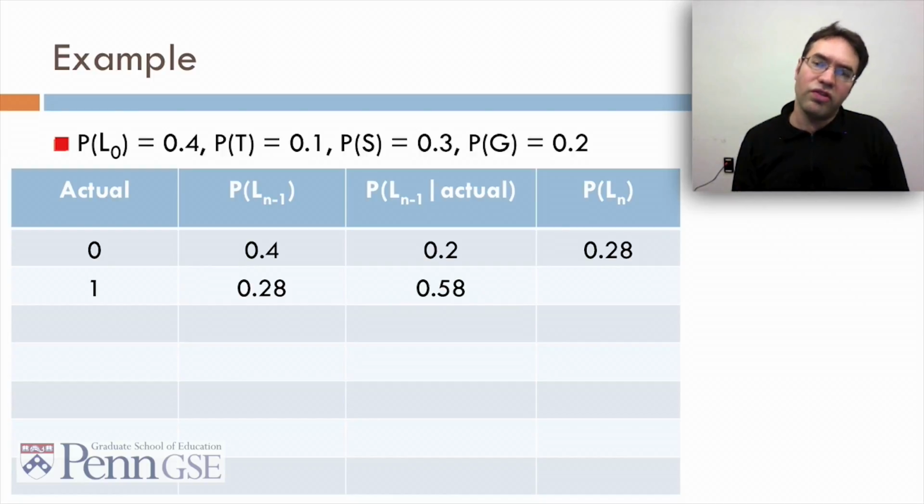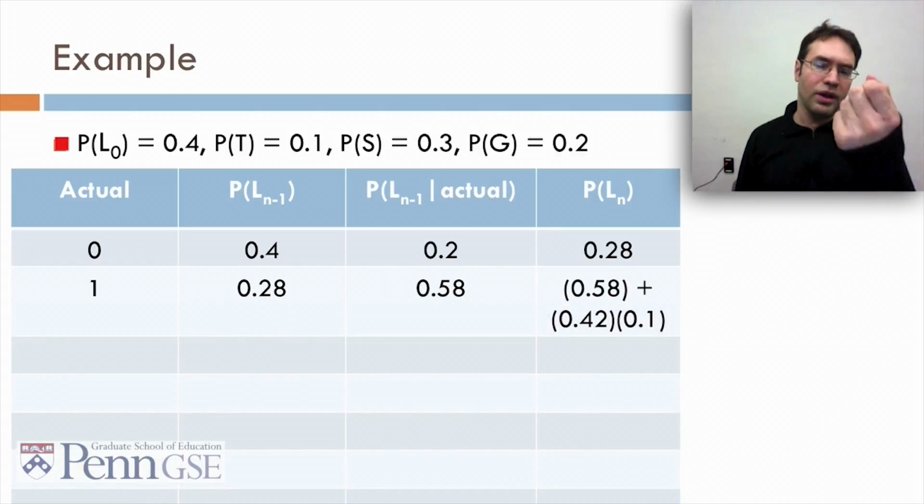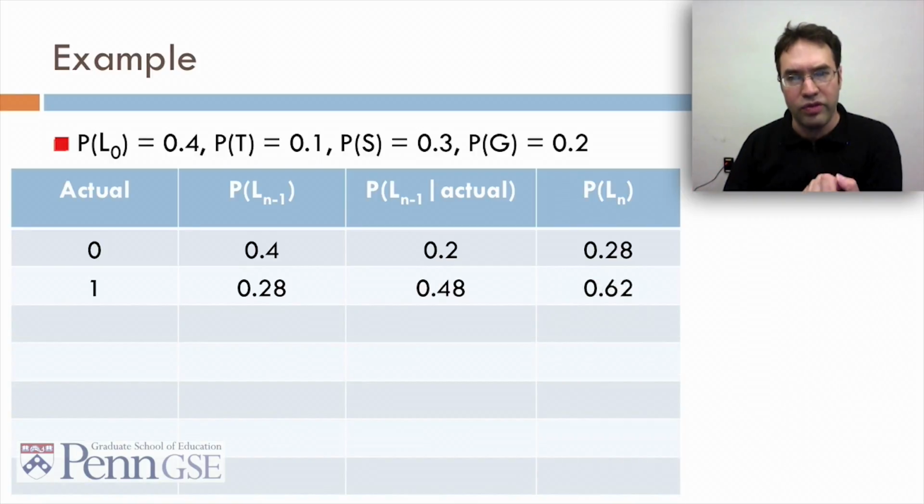These are pretty big changes, and that's because the probabilities of slip and guess are pretty low in this model. So then the probability that they knew it afterwards is the probability that they knew it beforehand plus the probability that they didn't know it times the probability they learned it, which comes out to 0.62.